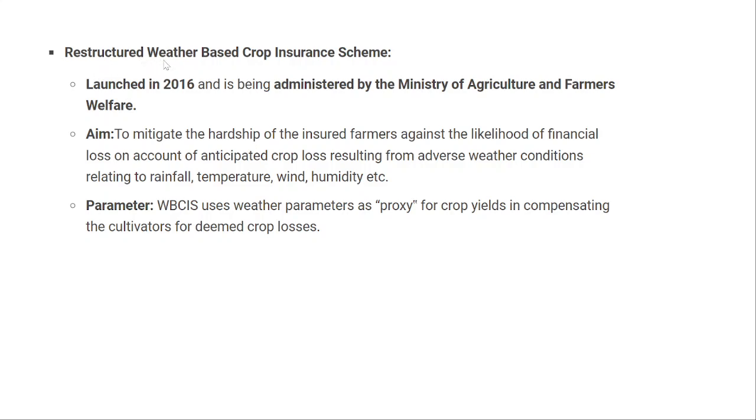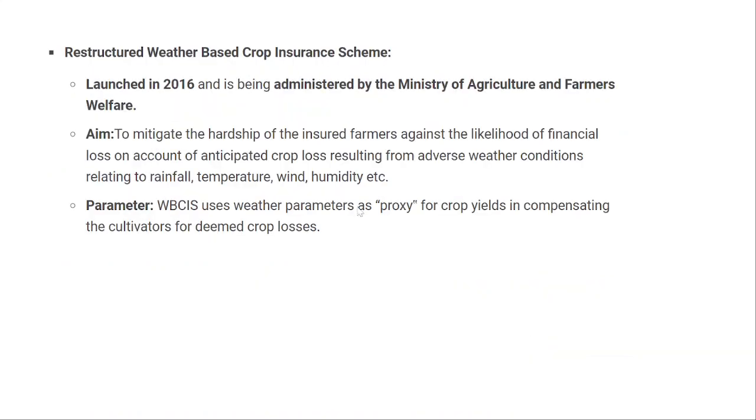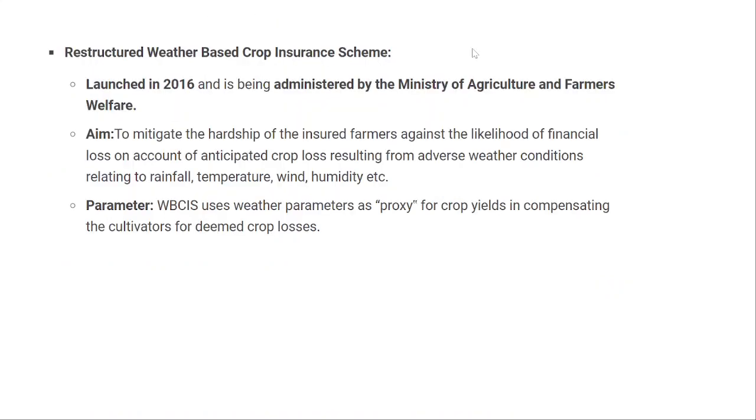And what is this restructured weather-based crop insurance scheme? Previously, the National Agricultural Insurance Scheme and weather-based crop insurance scheme were there. This was modified into MNAIS, and the weather-based one was modified into the restructured weather-based crop insurance scheme. It was launched in 2016 and is administered by the Ministry of Agriculture and Farmers Welfare. The Agriculture Insurance Company is under the Ministry of Finance, while this one is by the Ministry of Agriculture and Farmers Welfare, to mitigate hardship.